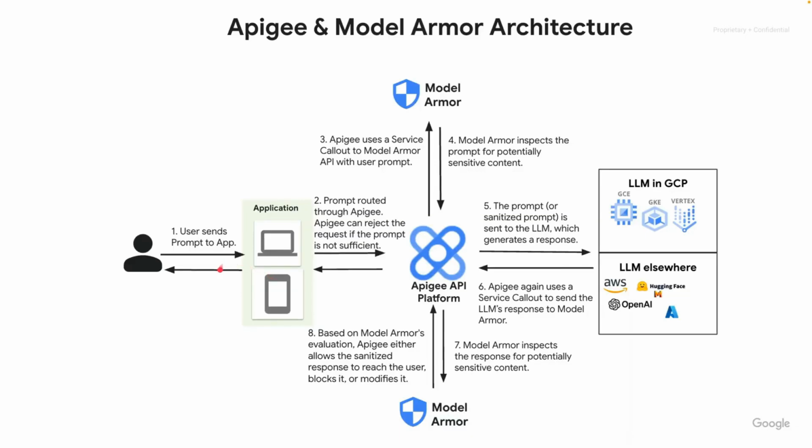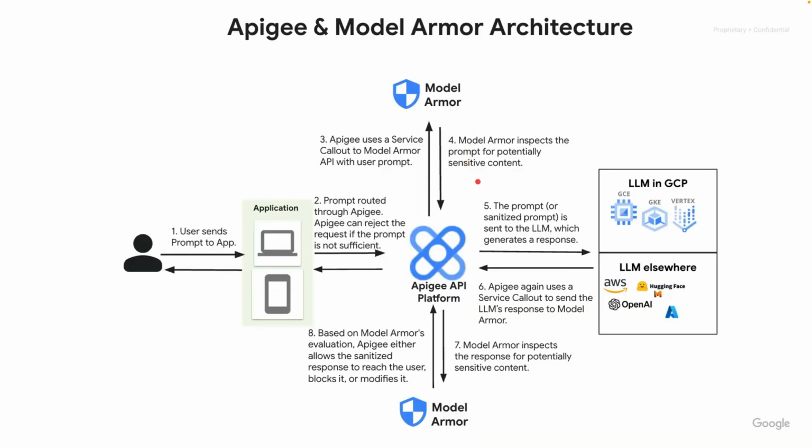If we look at this architecture here, let's talk about how it works at a high level. A user is going to send a request or a prompt, and it's going to be routed through the application through Apigee. Apigee can reject the request if the prompt isn't sufficient. Then if we follow this path here, Apigee uses a service callout to the Model Armor API with that prompt. Then Model Armor is going to inspect the prompt for potentially sensitive content, which is based off the template or the standards that you've defined as a business.